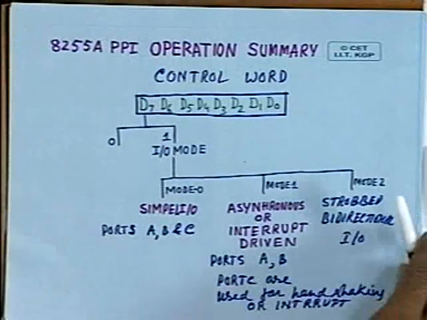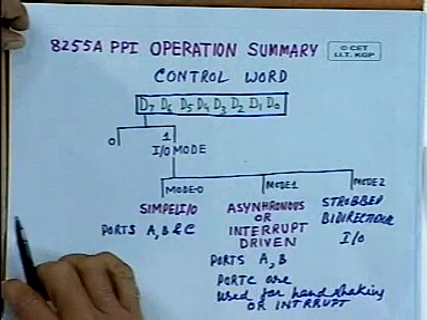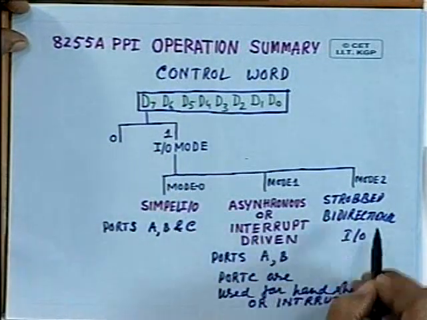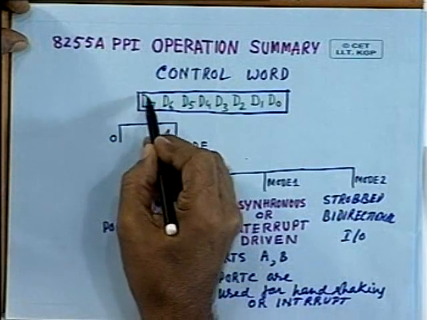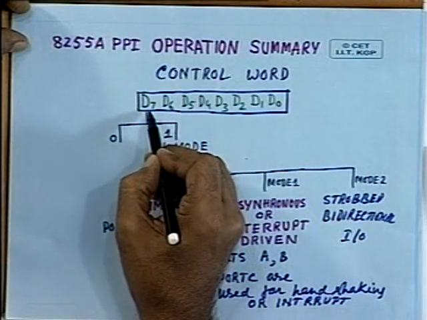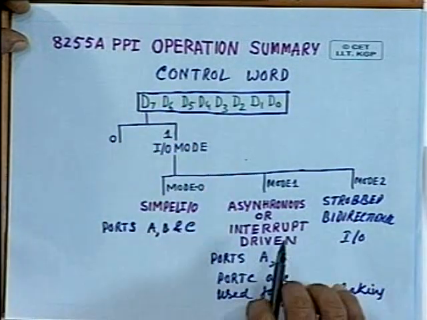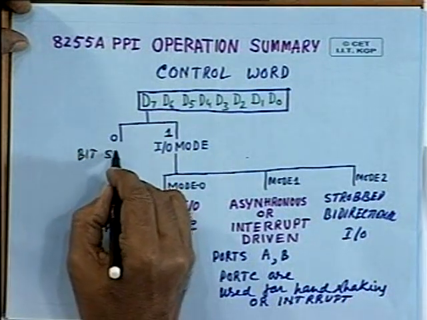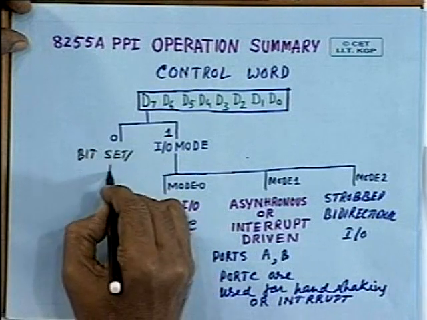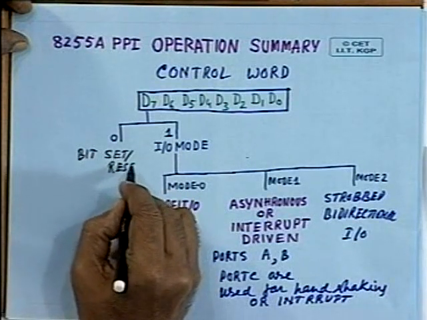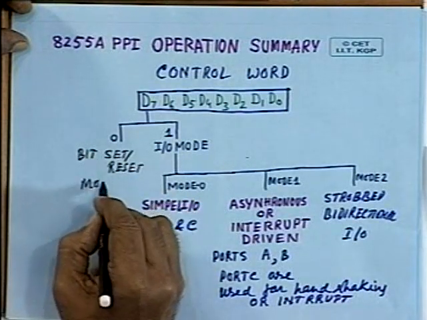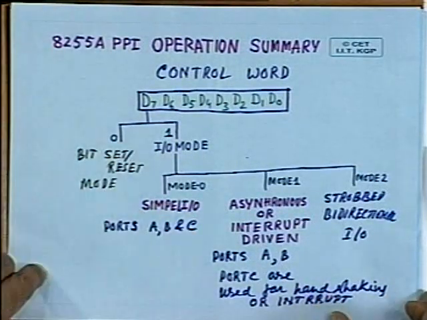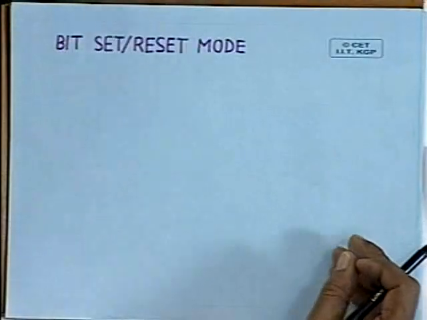So we are left with another operation. As you can see here, we have covered all the I/O modes. Now whenever this most significant bit is 0, then it is actually bit set reset mode. This is very useful in some applications, particularly control applications. Let's see how it can be used.